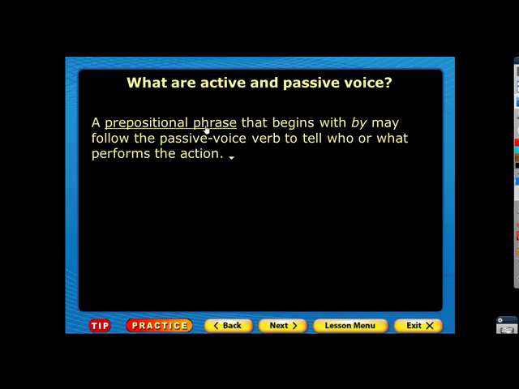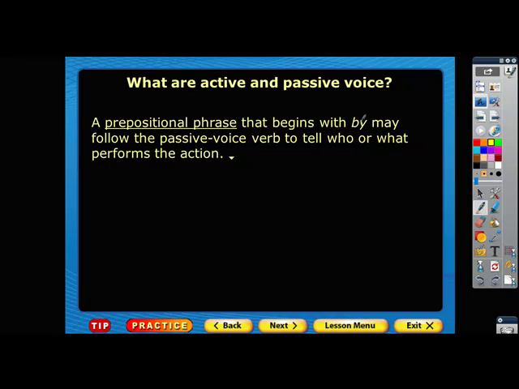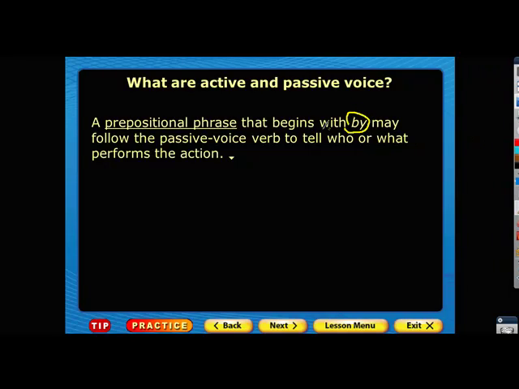A prepositional phrase. We told you a phrase is a group of words without a verb. It means these groups of words start with a preposition, and prepositions answer the questions of when, where, why, and so on. Now this one begins with by, and here we're going to focus on the by. It answers the question who did the action. Follow the passive voice verb to tell who or what performs the action. Here the preposition by answers which question? Yes, who or what.